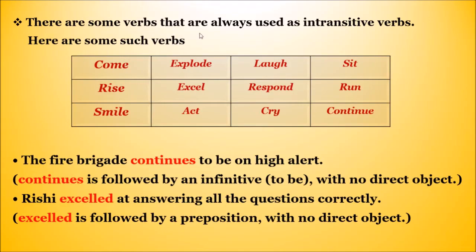Yes. There are some verbs that are always used as intransitive verbs. And here are some such verbs. We said that when some verbs are not taking any objects, they become intransitive. But these words which are in this table are always used as intransitive verbs, whether they take an object or not. So, verbs like come, explode, lob, sit, rise, excel, respond, run, smile, act, quit, continue. When these types of verbs come in a sentence, definitely they will be used as intransitive verbs.